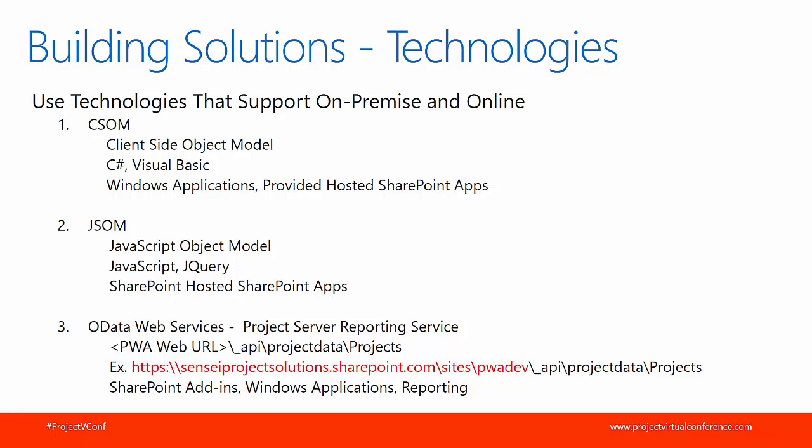This can be accomplished using a web request, and I've shown here a sample of the URL that you'd use. You would start with your PWA site, then add the API, and finally the project data endpoint. And I'm going to actually show you how you can do this even within the browser.